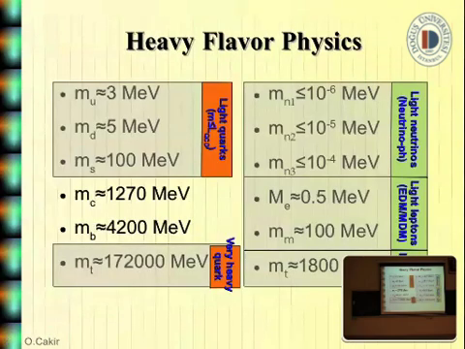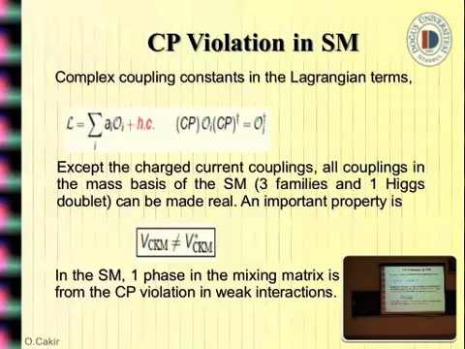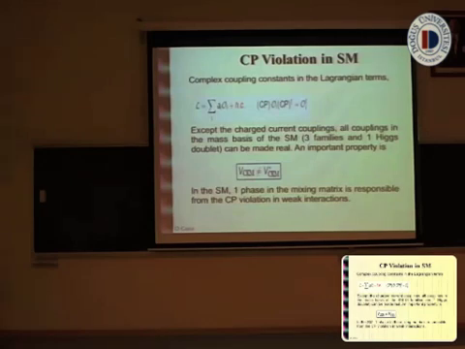So flavor physics deals with these quarks, the u quarks, the c quarks and the t quarks. And the CP violation in the standard model comes from the CKM matrix, which originates from this matrix. But in the leptonic sector, it is not easy to say something, but it can be formulated in the same way.